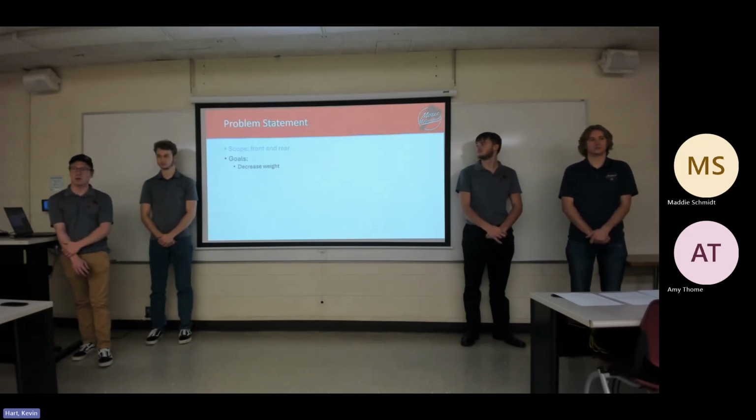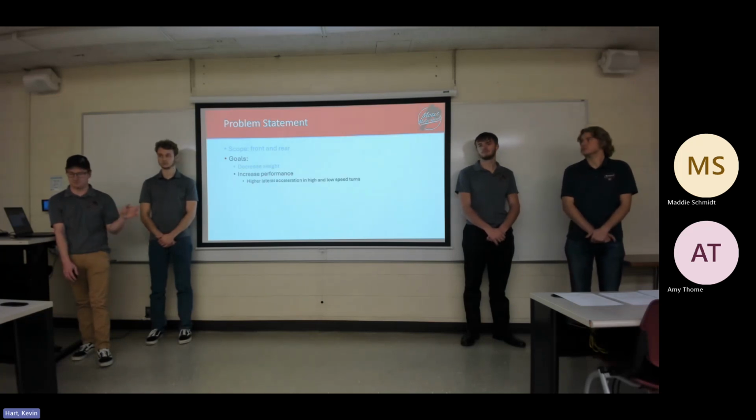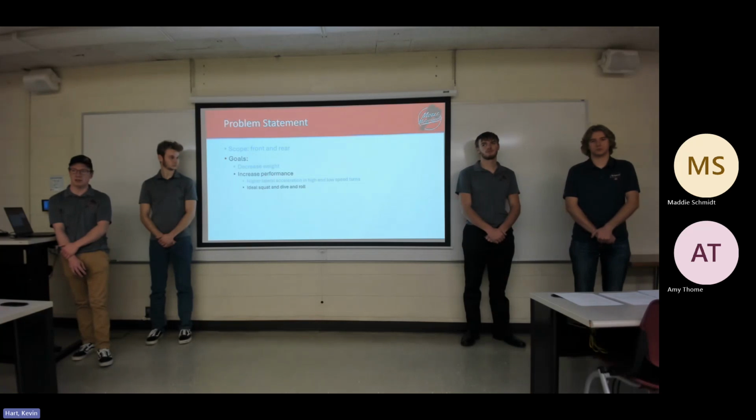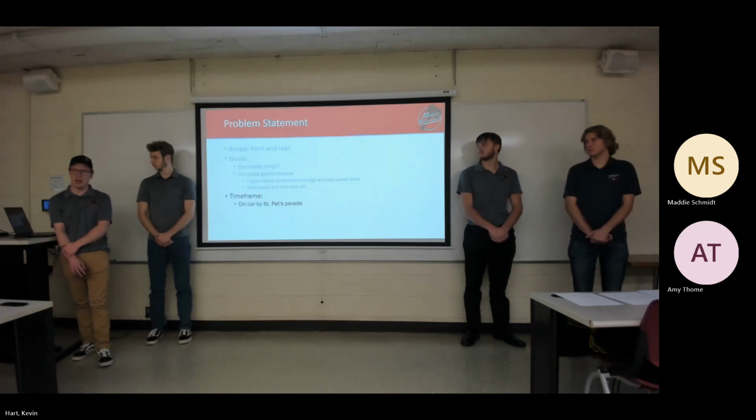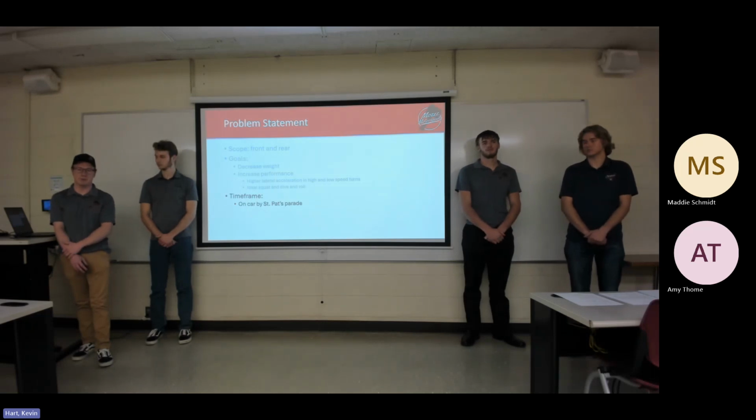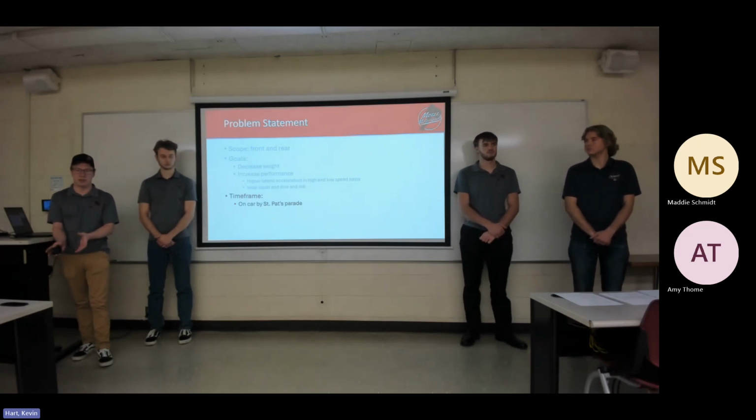The next thing was defining our goals. So number one, we wanted to decrease weight. The MP6 suspension was on the heavier side for a Formula car. And the other one was increased performance. This is done by measuring our higher lateral acceleration in both high and low speed turns, as well as trying to quantify ideal squat, dive, and roll. And then lastly, the last bit of our problem statement is defining the time frame, which is to have the suspension on the car by the St. Patrick's Day Parade, which is a traditional Formula Hybrid team goal to get a fully running car by then.